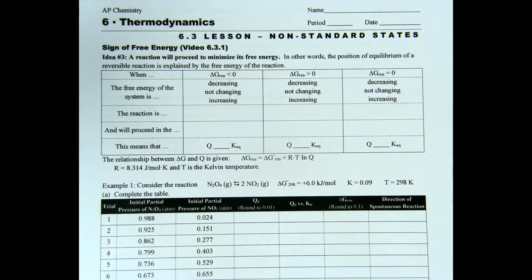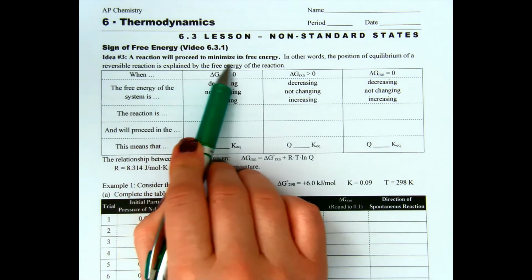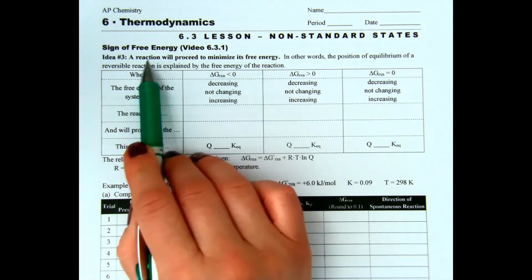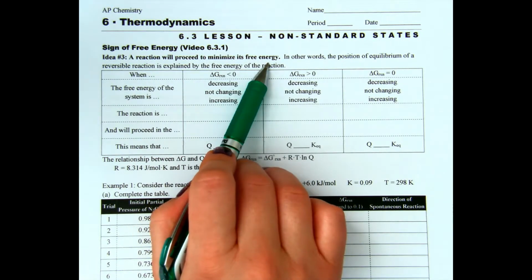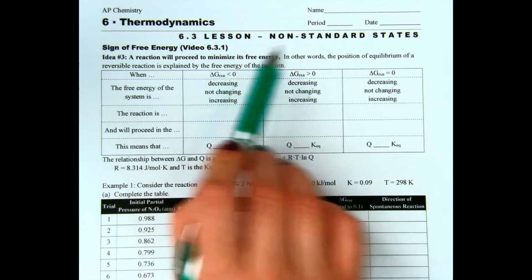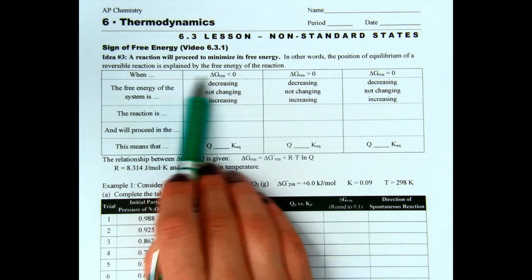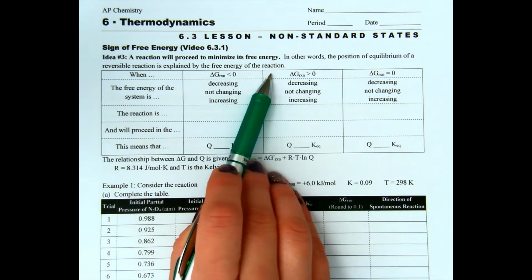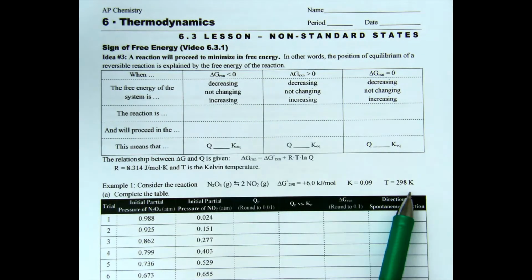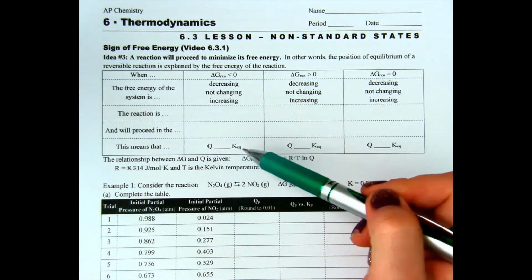So idea number 3, a reaction will proceed to minimize its free energy. So it wants to minimize the amount of energy in the reaction, right? It wants to be at the lowest possible energy state. In other words, the position of equilibrium of a reversible reaction is explained by the free energy of the reaction. So we're going to look at a few scenarios here. So we'll look at the first scenario in the first column.